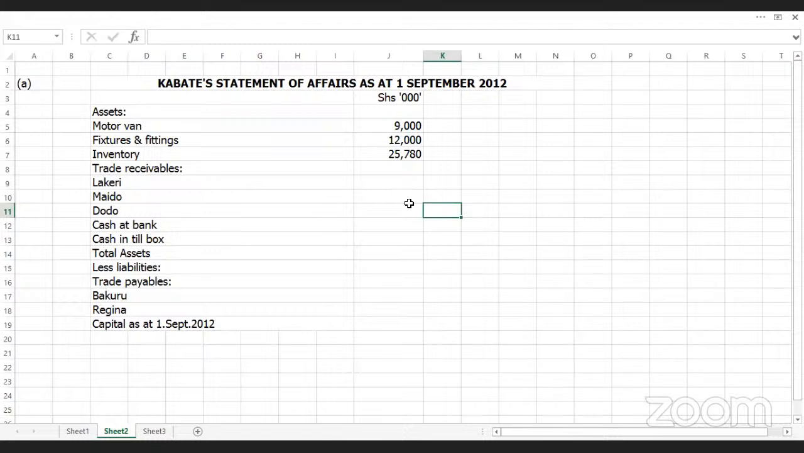Any other contribution? Who are trade receivables? Those are payments made to Kabate. Payments made to Kabate. Not really. Not payments. Trade receivables, members. Who are trade receivables?